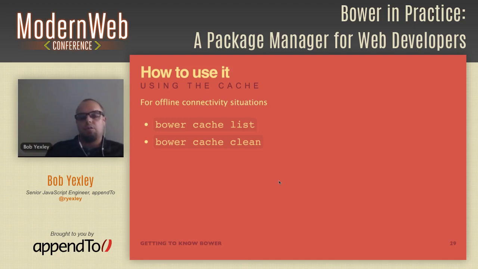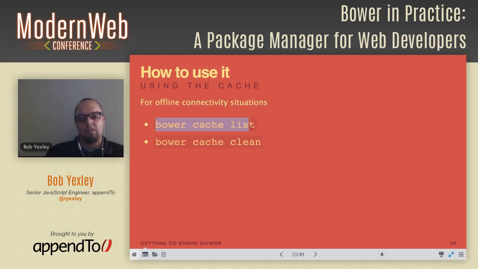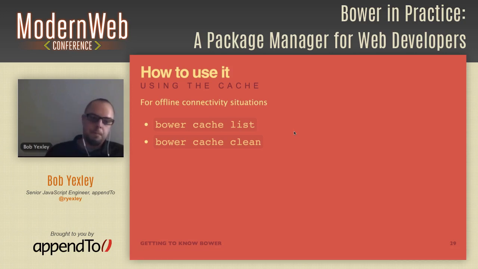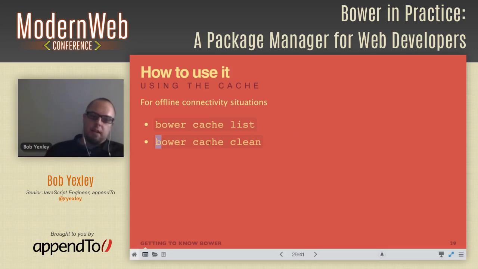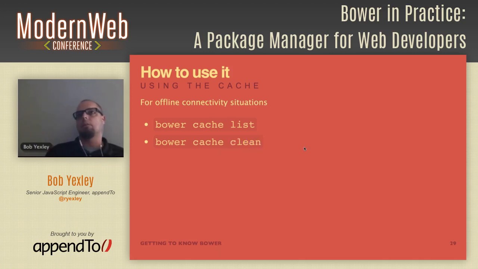But if you're curious what you do have, you can run this bower cache list command, and it will show you all of the packages and the version numbers that you've got in your local cache. And if you feel like you've just installed a whole bunch of stuff and you're wasting disk space, you can run bower cache clean, and it'll just clean that up and remove everything if you want to start from scratch.